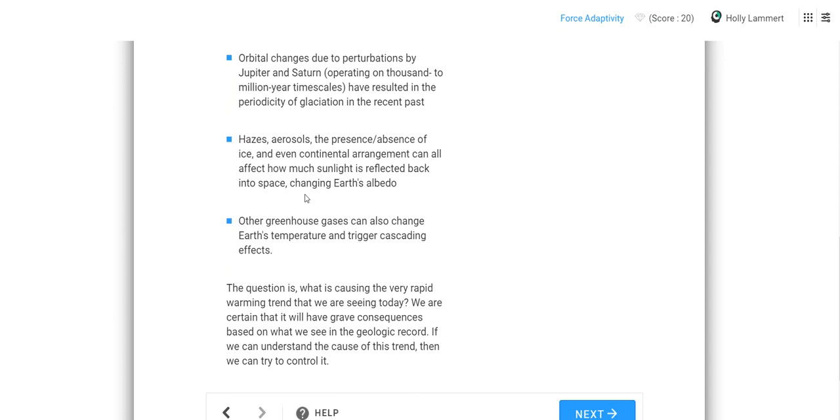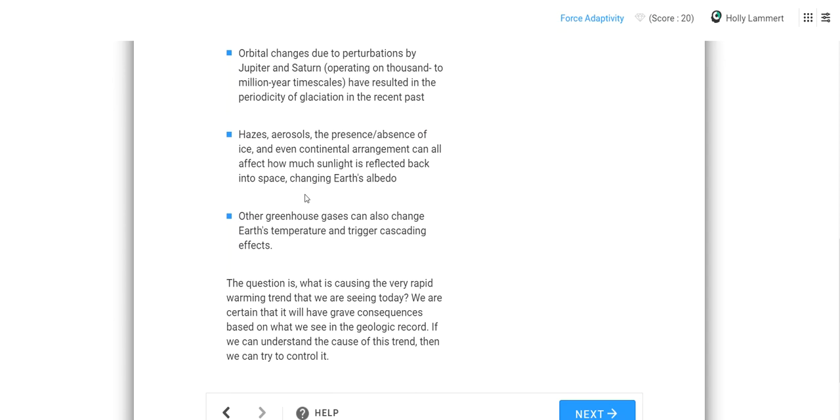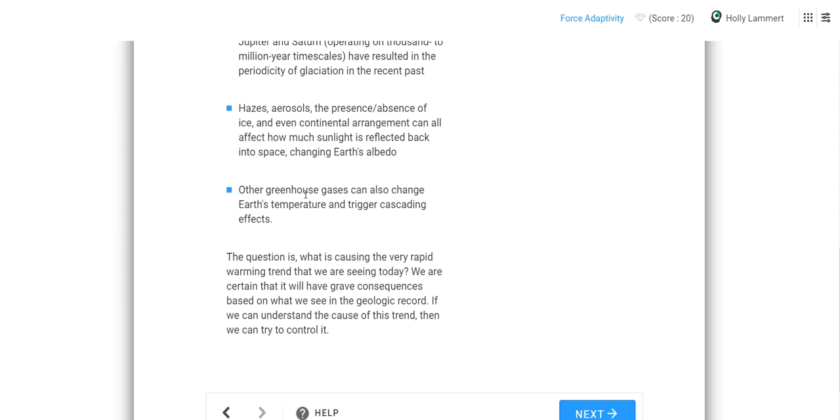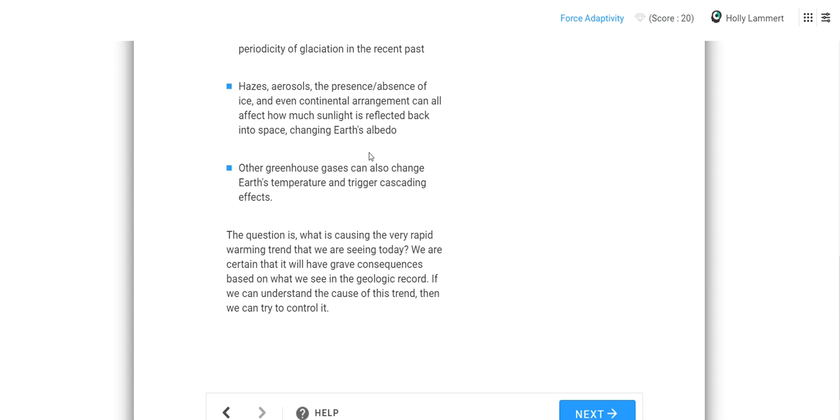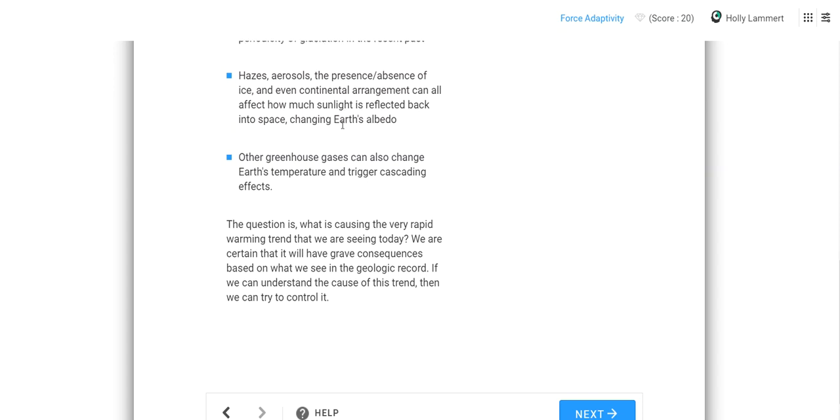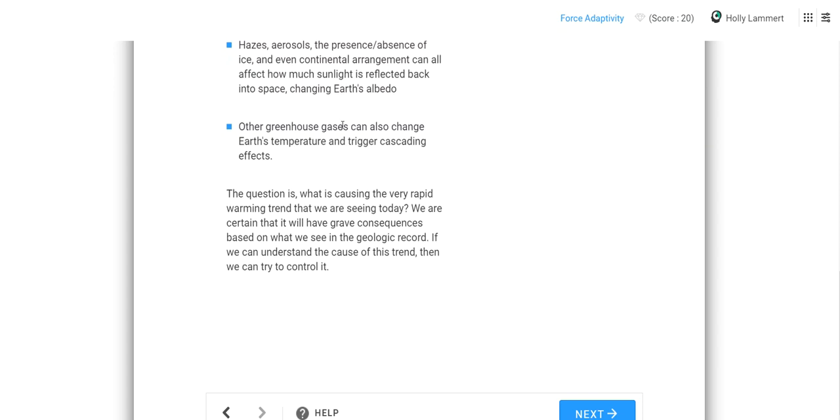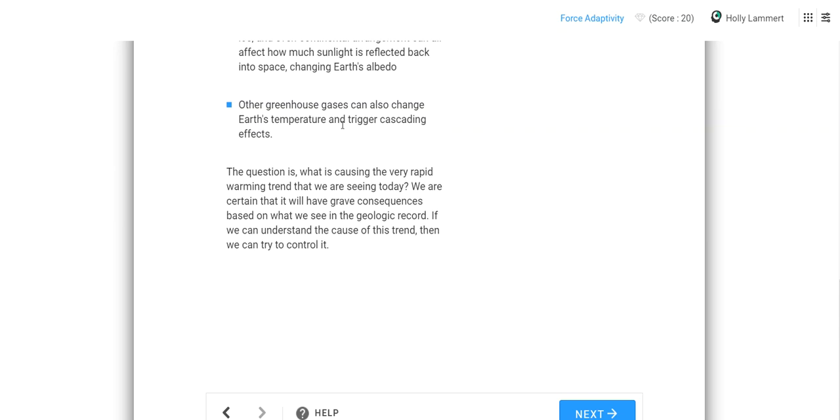Hazes, aerosols, and the presence or absence of ice, and even continental arrangement can all affect how much sunlight is reflected back into space, changing Earth's albedo. And remember, albedo is the measure of the amount of sun reflected back, sunlight rays. Something like snow on a mountain has high albedo. And there's something in aerosols called CFCs that decreases the layer in the atmosphere so that more sunlight can come in. And then other greenhouse gases can also change Earth's atmosphere and temperature and trigger cascading effects.